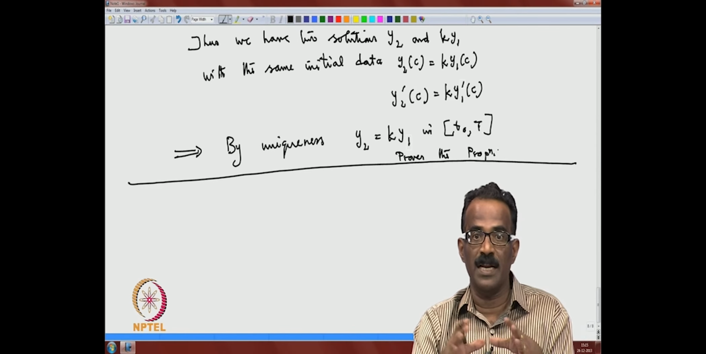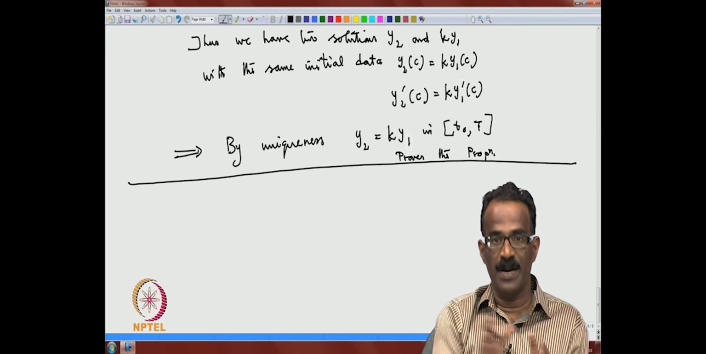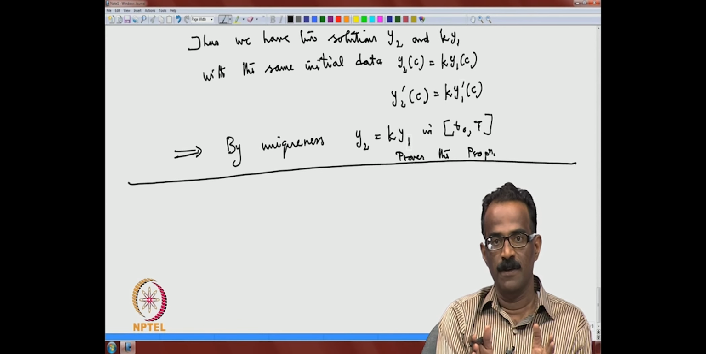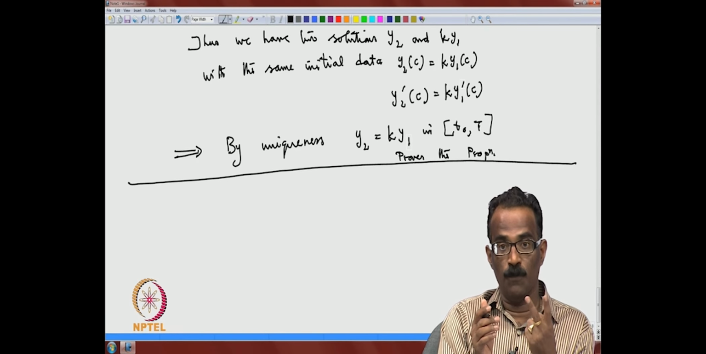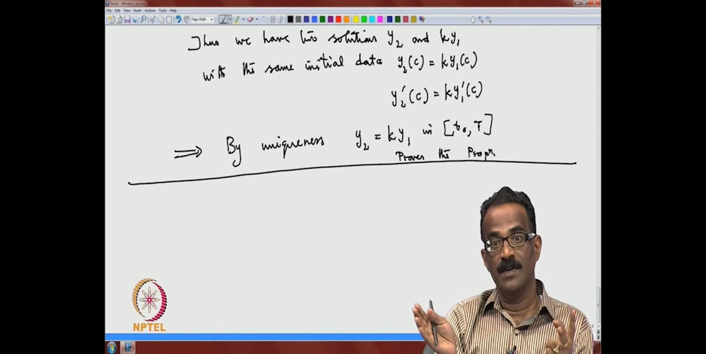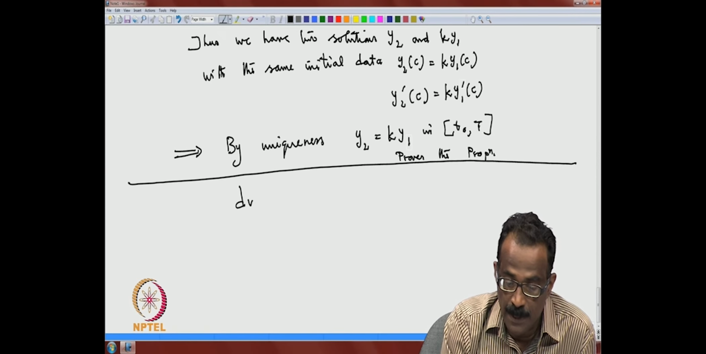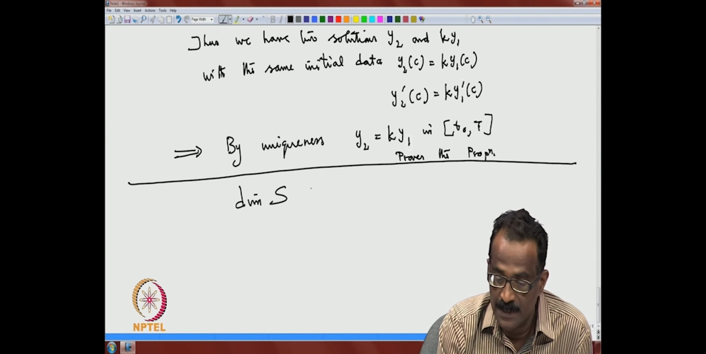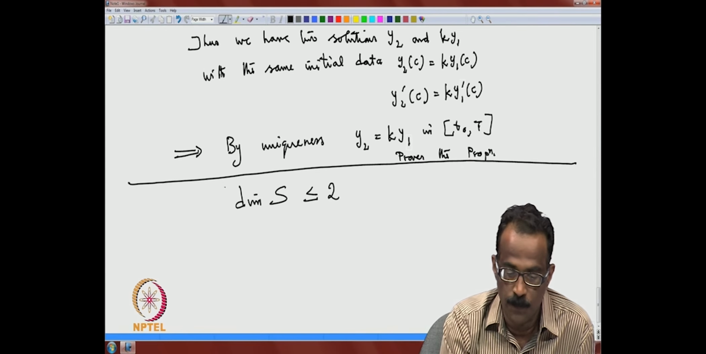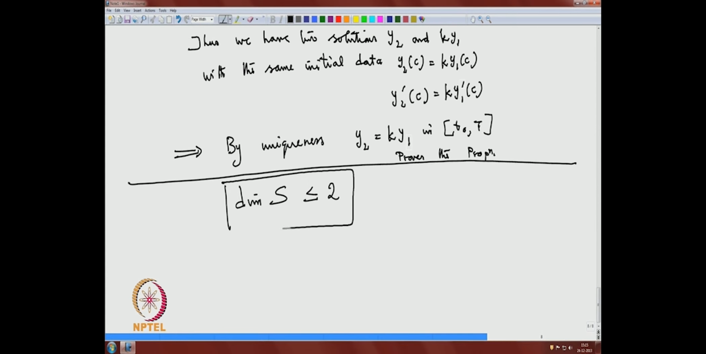So let me consolidate once again what we have done so far in this proposition in this hour. If we take two independent solutions, then that generates all the solutions. In fact, what we have done is that the dimension of S is less than or equal to 2. That is what we have proved.